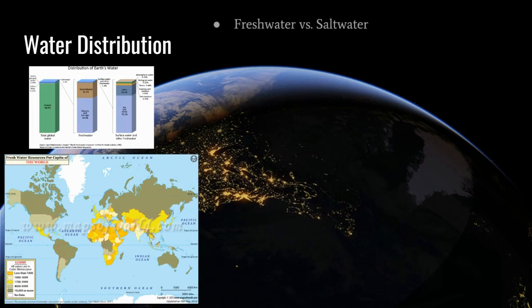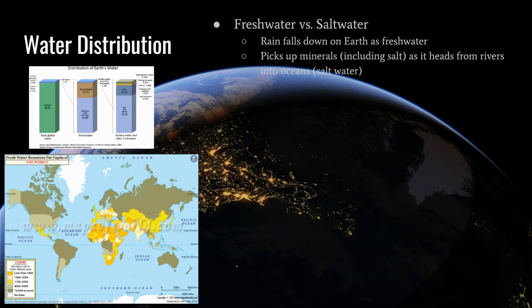Finally, water distribution. As we know, water is probably the most crucial resource that we have on Earth, and humans literally cannot survive without water. So first, let's talk about the difference between fresh water and salt water. Rain falls on Earth as fresh water. So if you've ever gone outside and tried to catch raindrops, you'll notice that it's fresh water.